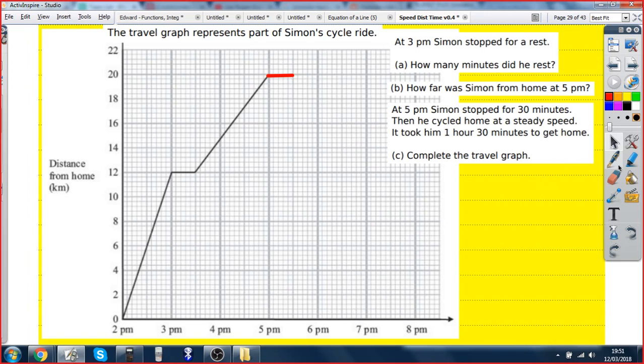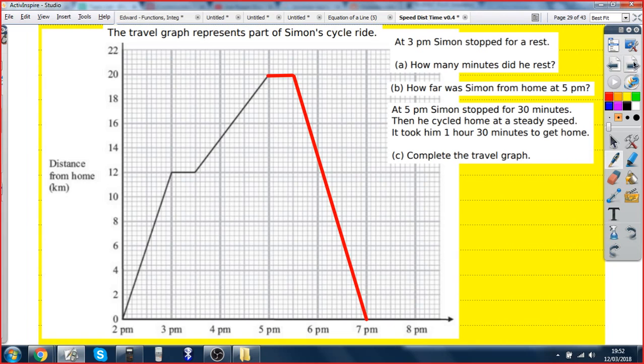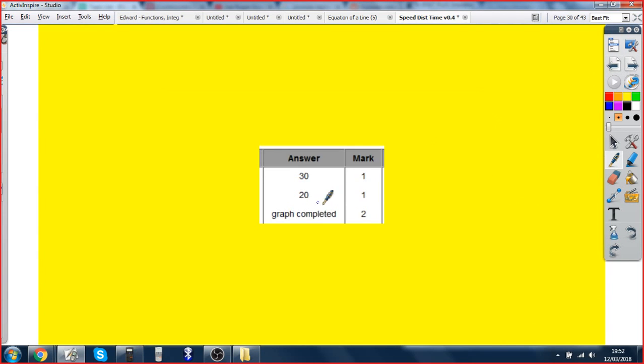And then he cycled home at a steady speed, so it would be at 7 he got home. Correct. And so just go from 7 to there. Yep. So you're good for that. Let's check. Okay. Graph complete.